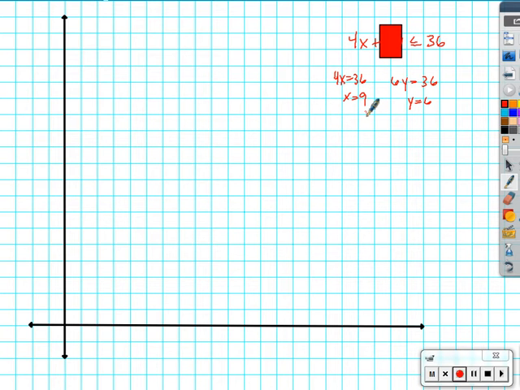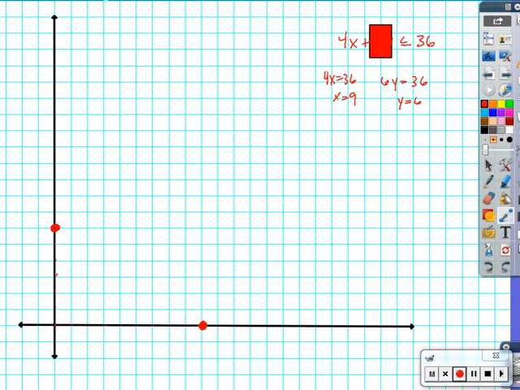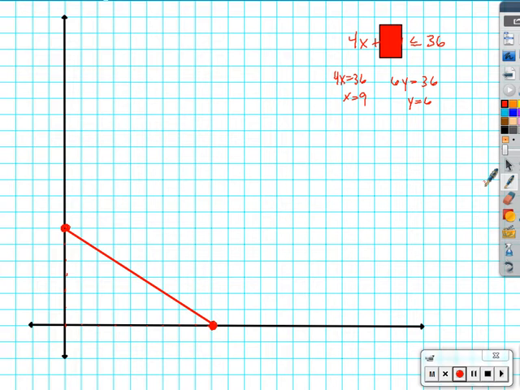So I plot those two values. I'll plot x at 9 and y at 6, and graph that line. The shading is going to be underneath because it's less than. I'm not going to shade that yet.